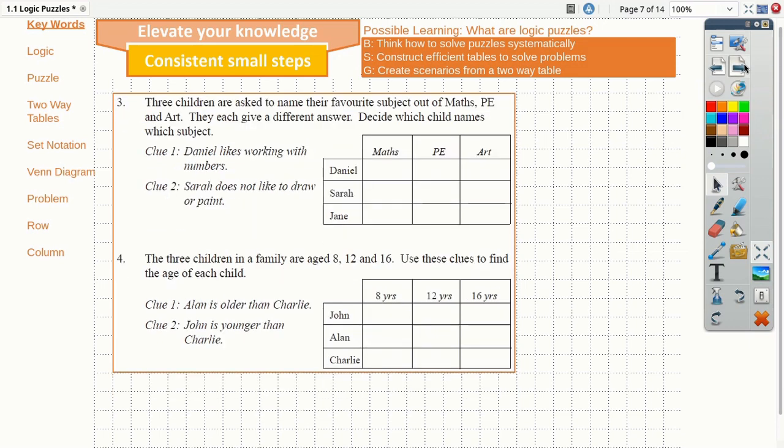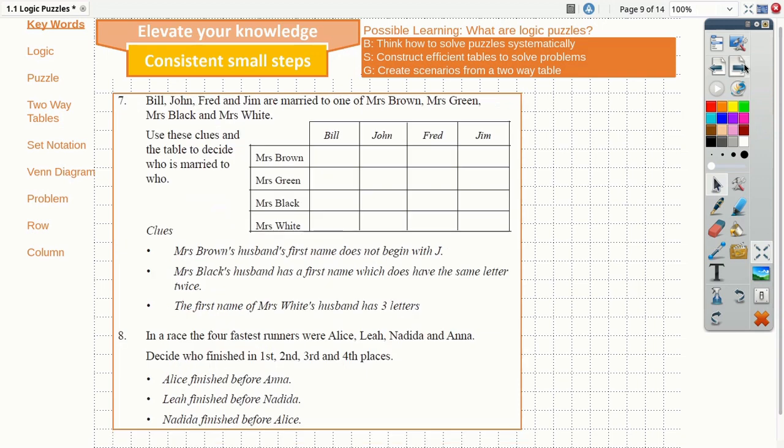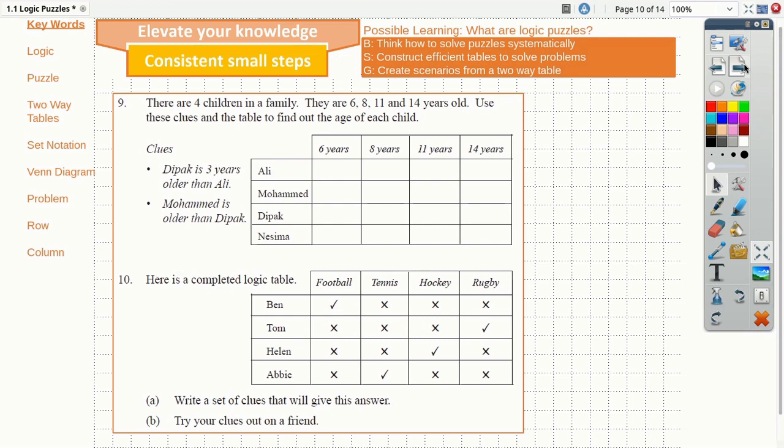Here's questions 3 and 4. Questions 5 and 6. Questions 7 and 8. And questions 9 and 10. Pause the video while you have a go, and when you're ready to see the answers, press play.